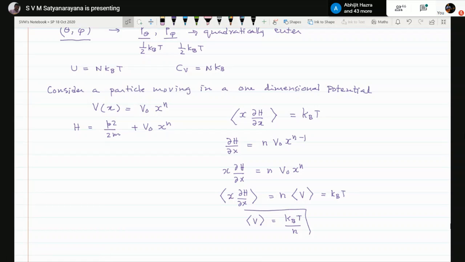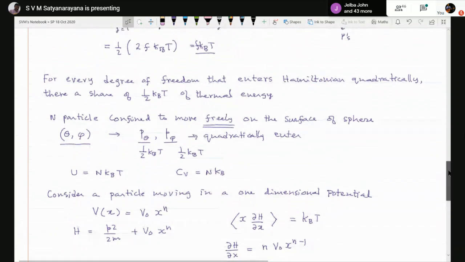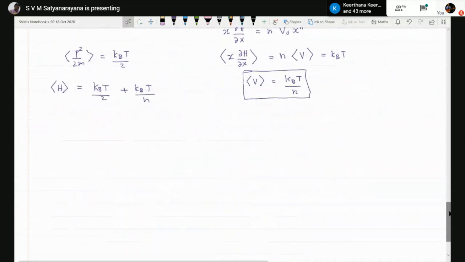Okay, so this is the result. The average kinetic energy, the average value of p squared by 2m, is kBT by 2, whereas the average potential energy is kBT by n. So what will be the average energy here? The average energy is kBT by 2 plus kBT by n. So this is not the same amount of energy for x and p, and this n depends on the power. Of course, if it is 3, it is 3; if it is 4, it is 4. If it is 2, of course, it is the same. It enters quadratically into the Hamiltonian, so it will be kBT by 2 for that. So this is another remark to keep in mind, that the equipartition theorem has an important condition: it has to enter quadratically.